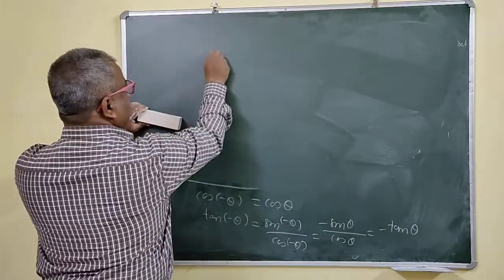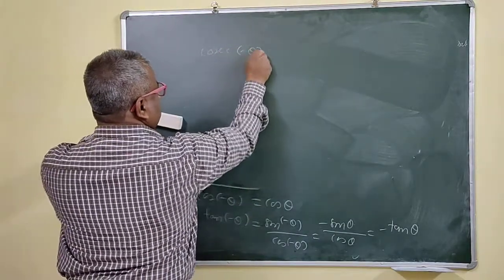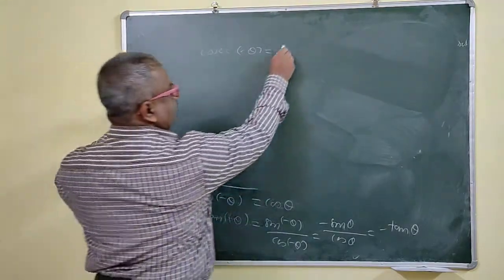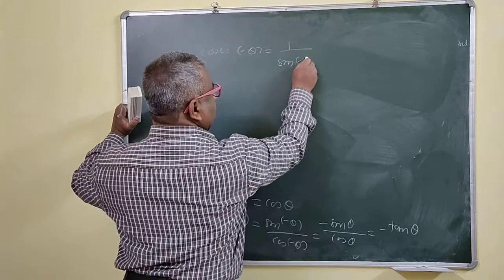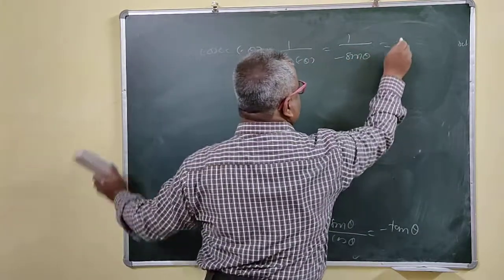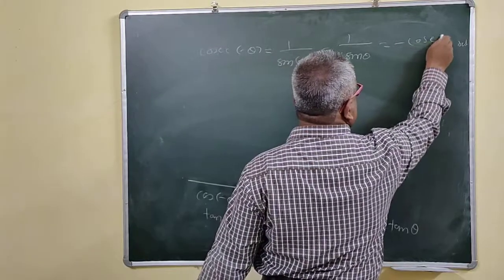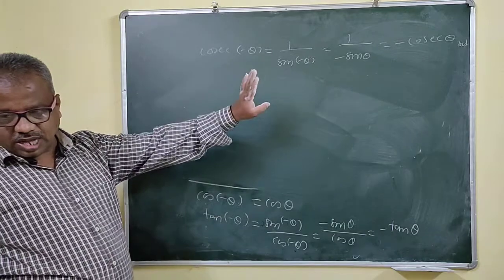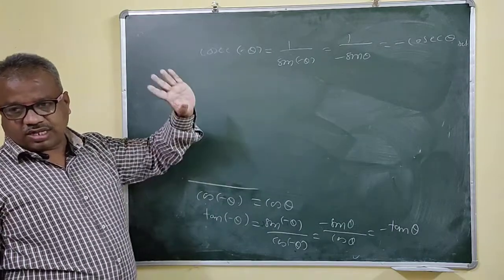Now cosec of minus theta. Cosec of minus theta is 1 upon sin of minus theta, which is equal to 1 upon minus sin theta. That means this is the same as minus cosec theta. For cosec, sin and tan, you have to take care.